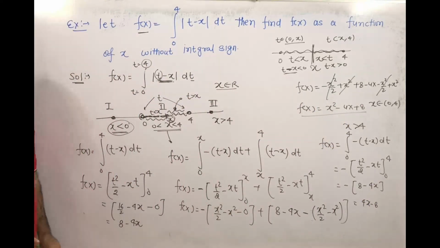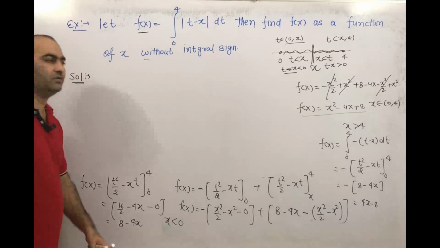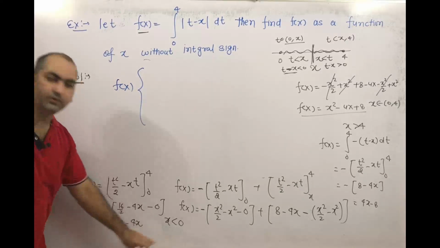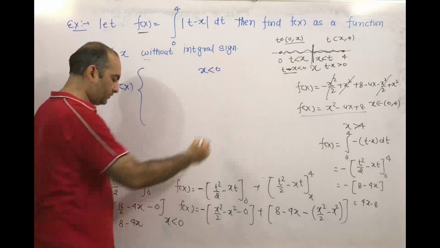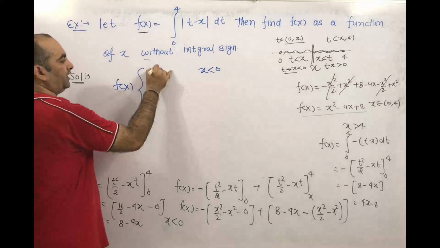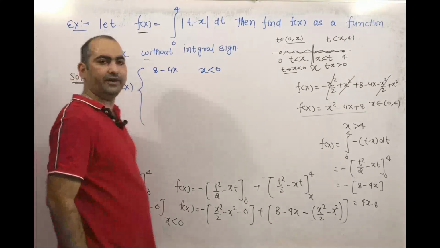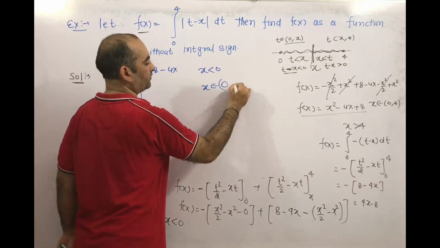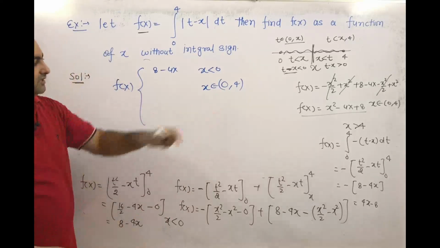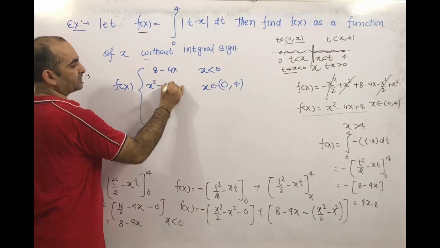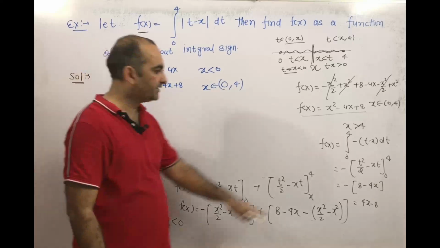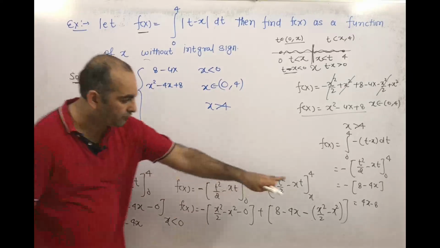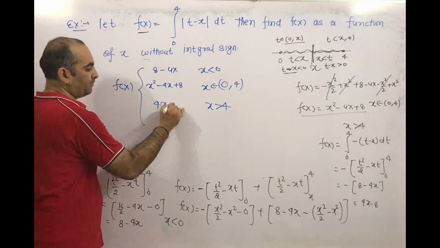Okay, so we can define f(x) from here. If x is less than 0, then the function will be 8 minus 4x. And when x belongs to 0 to 4, then the function will be x square minus 4x plus 8. And when x is greater than 4, then it will be 4x minus 8.